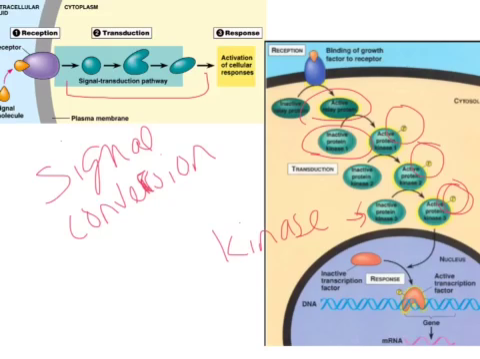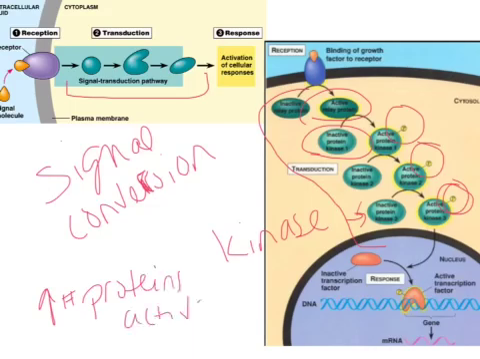And what happens with this cascading effect here is it's going to increase my number of proteins that are activated. And if I increase my number of proteins that are activated, that's going to amplify the effect of the original one little molecule that came in and signaled. I've now amplified this pathway by activating multiple proteins here.